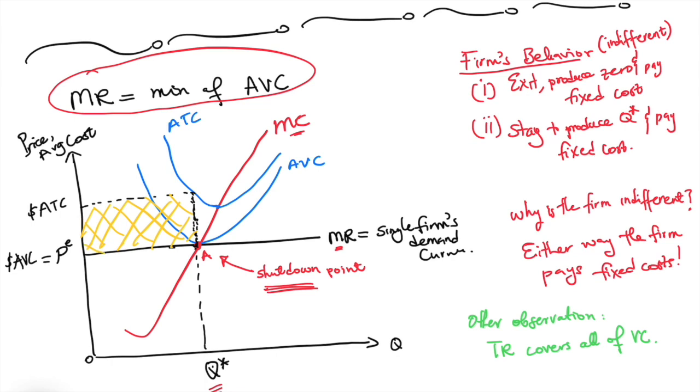Now, this particular firm, which has the minimum of the average variable cost occurring exactly where marginal cost intersects with marginal revenue, will be indifferent between exiting to produce 0 and then pay fixed cost, or staying to produce Q star and pay fixed cost. The reason that the firm is indifferent is that either way, the firm has to pay fixed cost, right? The extra cost the firm has to pay is fixed cost. What do I mean by the extra cost?